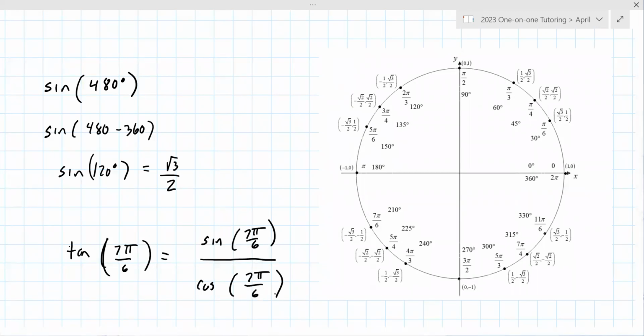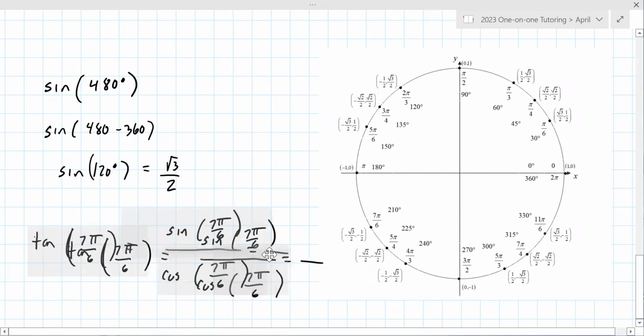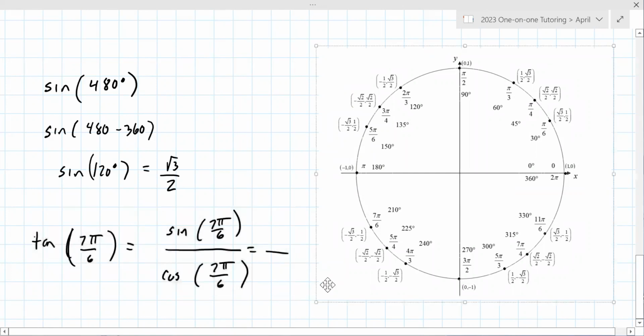What would that be here? What's the y value? What's the x value? So it's sine over cosine, which is y over x, which is negative 1/2 over negative square root of 3 over 2.